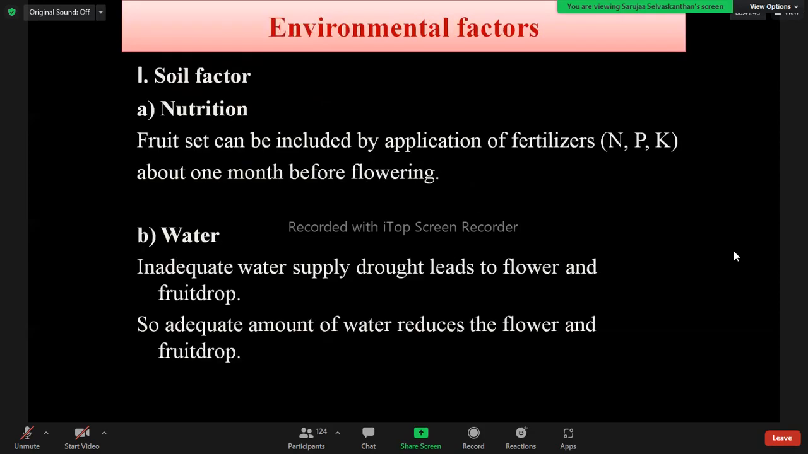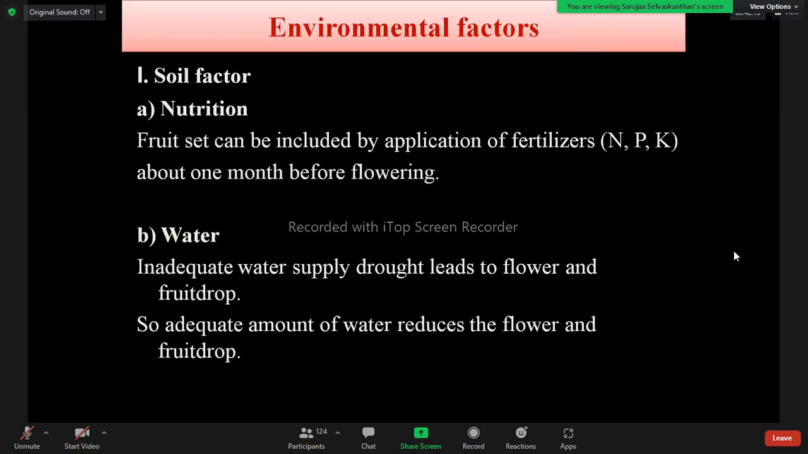Next, environmental factors. Soil factors, mainly nutrition and water. We have already seen this for flowering, but the same factors influence the fruit set as well. For fruit nutrition, fruit set can be improved by application of fertilizers about 1 month before flowering. We have to apply fertilizers.